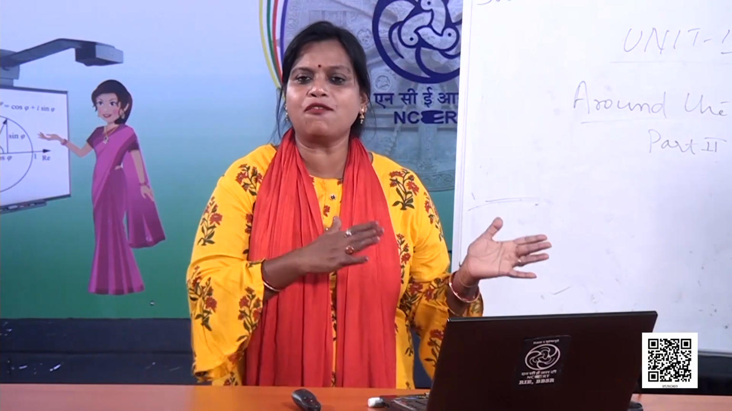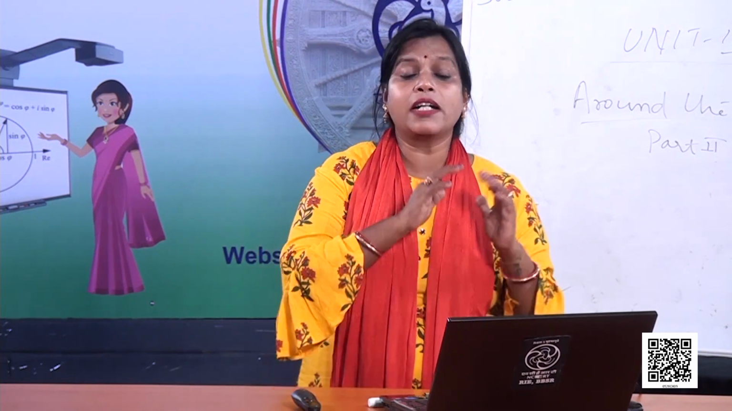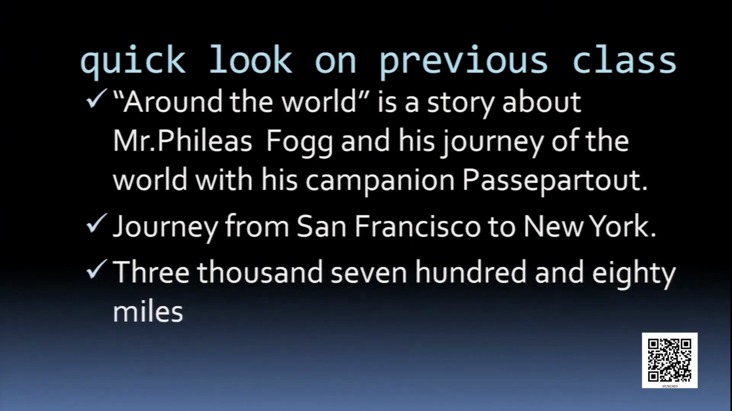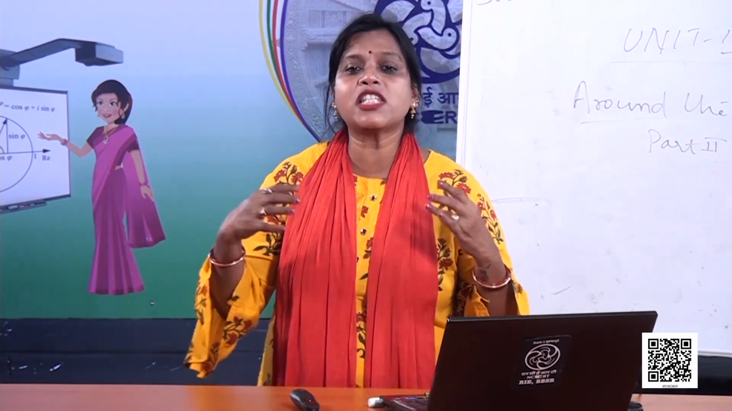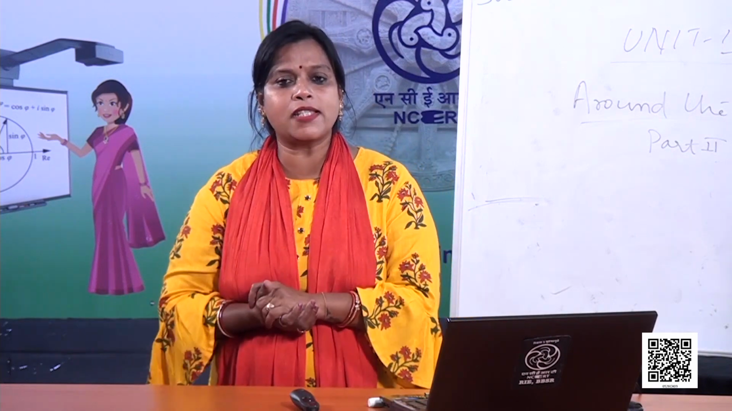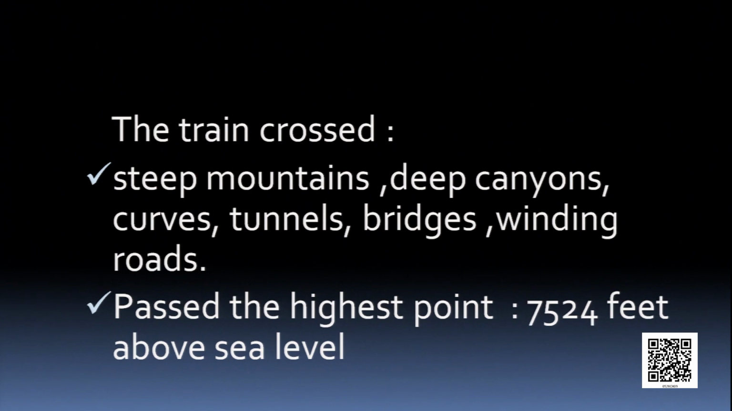Now, secondly, the journey was from San Francisco to New York. And what is the distance? The distance was 3,780 miles. And these two friends started a journey. During the journey, they crossed many steep mountains, deep canyons, curves, tunnels, bridges, and winding roads. They were also at the highest point of the journey. What is the highest point of the journey? 7,524 feet above the sea level.